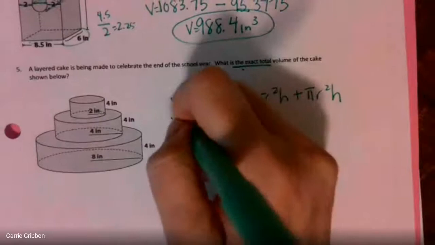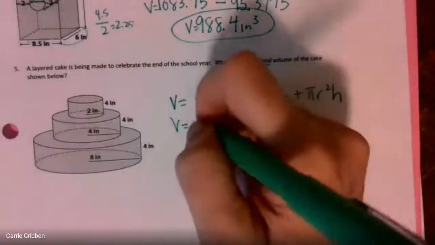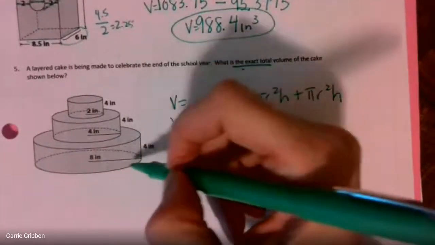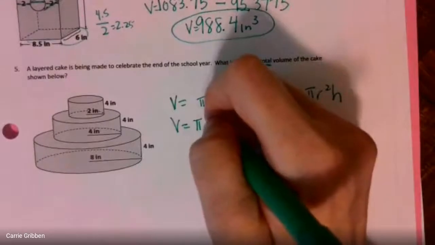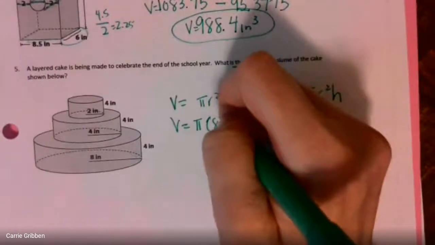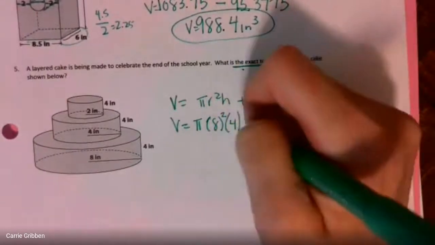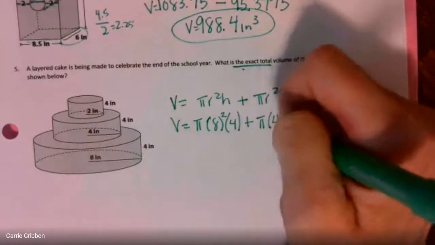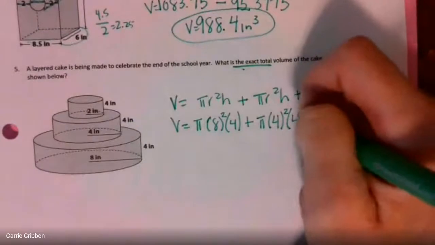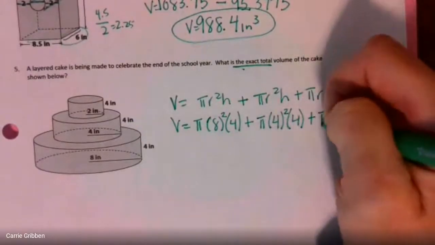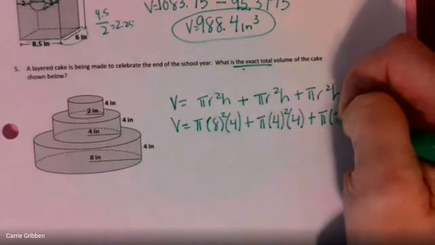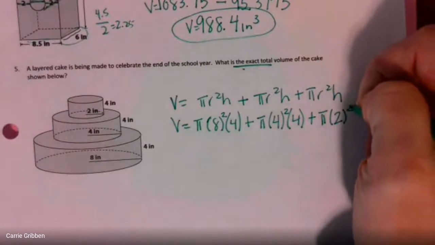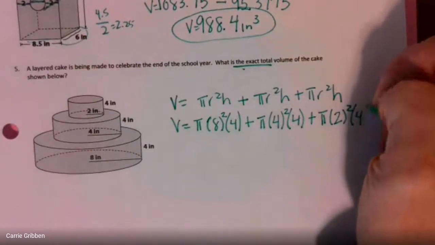All right, well, if we start at the bottom, then that's pi, our radius would be 4, or no, I'm sorry, 8, it was halfway there, and the height is 4. Plus the second one is pi, but the radius is 4 squared times the height is still 4. Height's the same every time. And the last one is 2, and the height is 4.